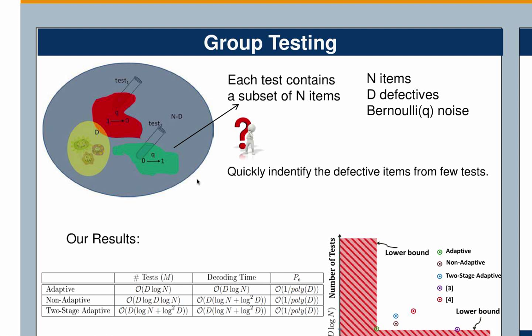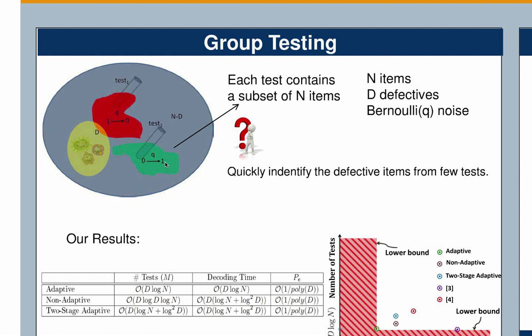We can group together many of these items and perform a test. A test outcome is going to be 1 if there is at least one defective in that group, and it's going to be 0 if there is no defective in the group. And there's also some probability that a 1 can get flipped to 0 and a 0 can get flipped to 1. So there are several flavors to this problem.